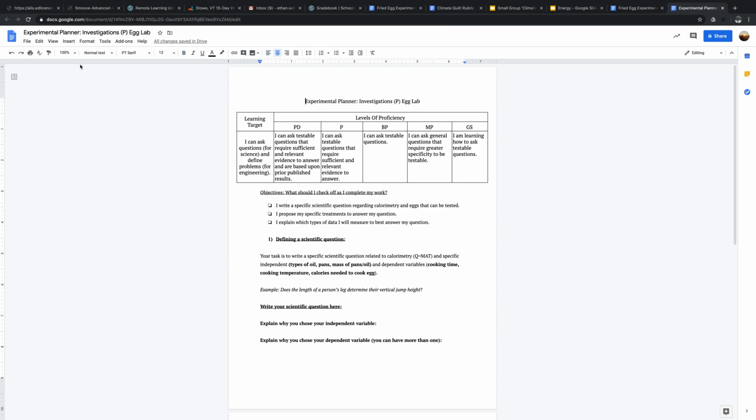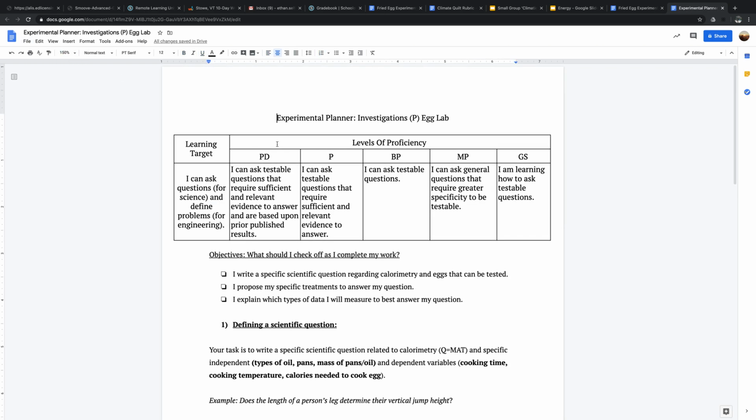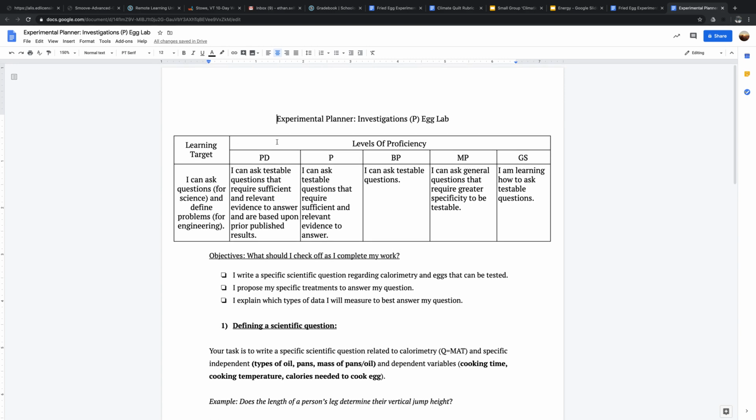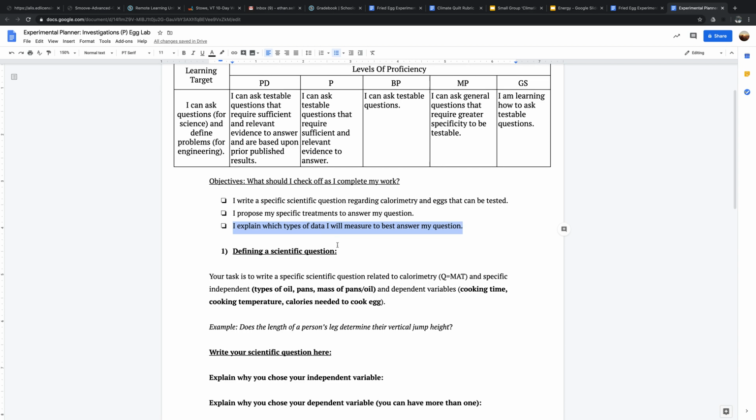So today's work is going to be looking at an experimental planner where I'm going to be assessing each of your ability to plan an investigation. It might not be the investigation that I actually do at home to collect data, but I want to see that you're able to plan an experiment based on these ideas. We have 3 main objectives. You can write a specific question regarding the lab at hand. You can propose specific treatments to answer your question that you propose. And you finally explain the types of data that you'll collect to best answer the question.